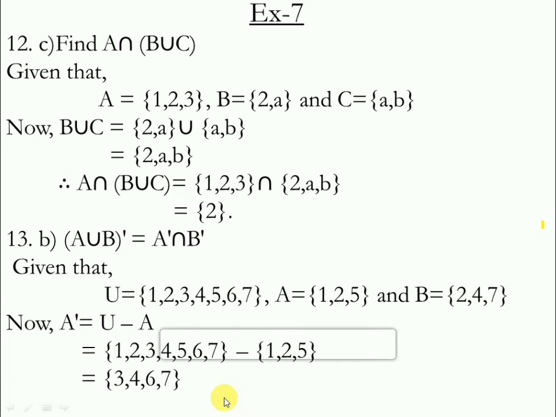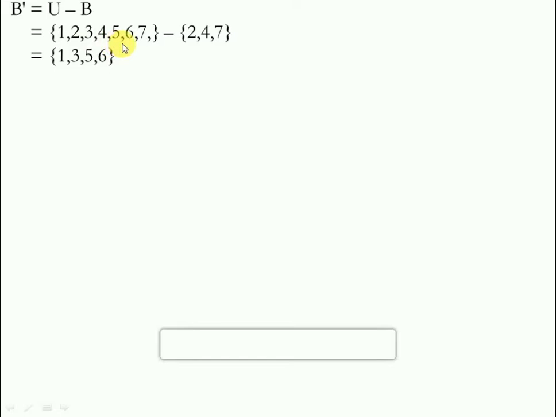Now we have to find B prime. Similarly, B prime is the same. We have to exclude the elements of B from the universal set. We know the universal set is 1 up to 7 and B is {2, 4, 7}. So just exclude these 2, 4 and 7 from this set. What remains? 1, 3, 5, 6. So {1, 3, 5, 6} is B prime.